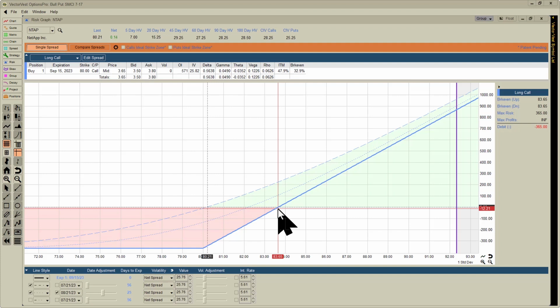In order to make money on an option when the option expires, you have to what's called overcome the strike price. That means the stock price or the strike price is 80. The premium's $365. This stock has to be over $83.65 at expiration for you to be profitable.